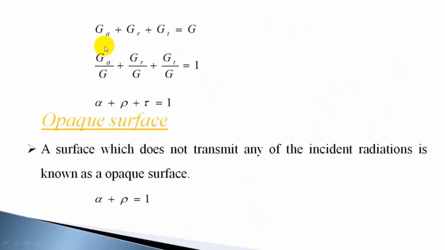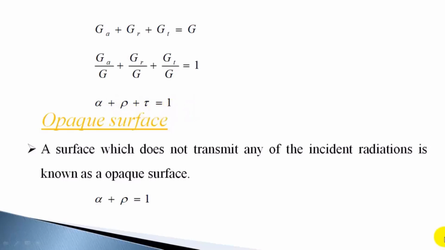Now if you divide this equation which I have written here by G, Ga by G is fraction of energy absorbed, which is absorptivity, and Gr by G is a fraction of energy reflected, which is reflectivity, and Gt by G is a fraction of energy transmitted, and it is transmissivity. And on the right hand side, G by G will give 1. So that means absorptivity plus reflectivity plus transmissivity, the summation will be equal to 1. So in the previous example, absorptivity was 0.7, reflectivity was 0.2, and transmissivity was 0.1. So the summation of the fraction of energy absorbed, reflected, and transmitted will be equal to 1.